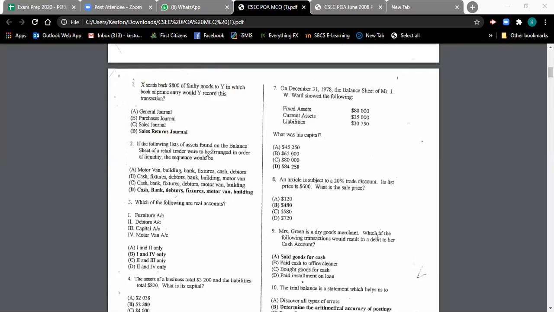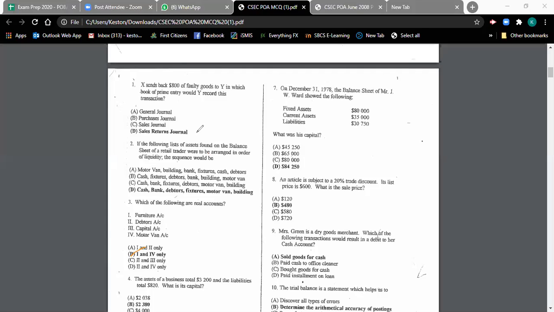2. If the following list of assets found on the balance sheet of a retail trader were to be arranged in the order of liquidity, the sequence would be, yep, very good. Well done. D. Cash, bank, debtors, fixtures, motor van, building. 3. Which of the following are real accounts? 1 and 4. Very good. Well done, Simon, Ariana, Visha, Shania.